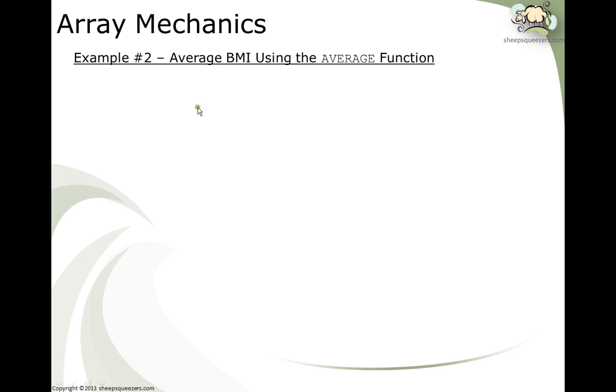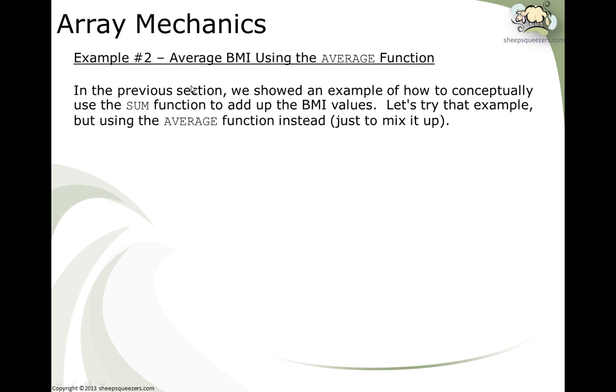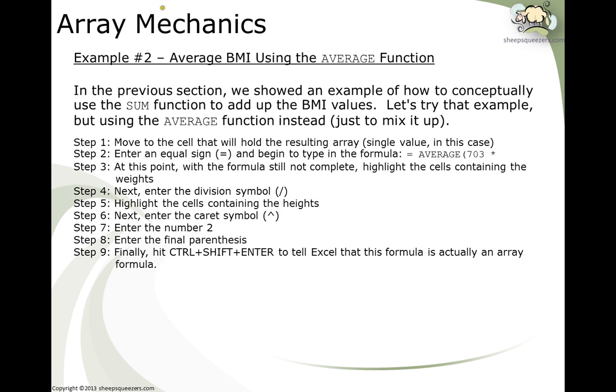Example number 2, average BMI using the average function. In the previous section we showed an example of how to conceptually at least use the sum function to add up the BMI values. Let's try that example, but let's use the average function to mix it up a bit.